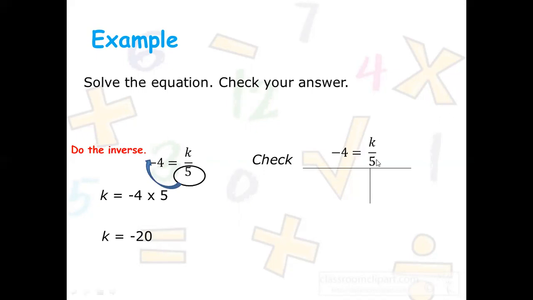Write the equation, okay, and then replace the k with the answer we got. So for k, we got -20. So is -20 divided by 5 going to give us -4?